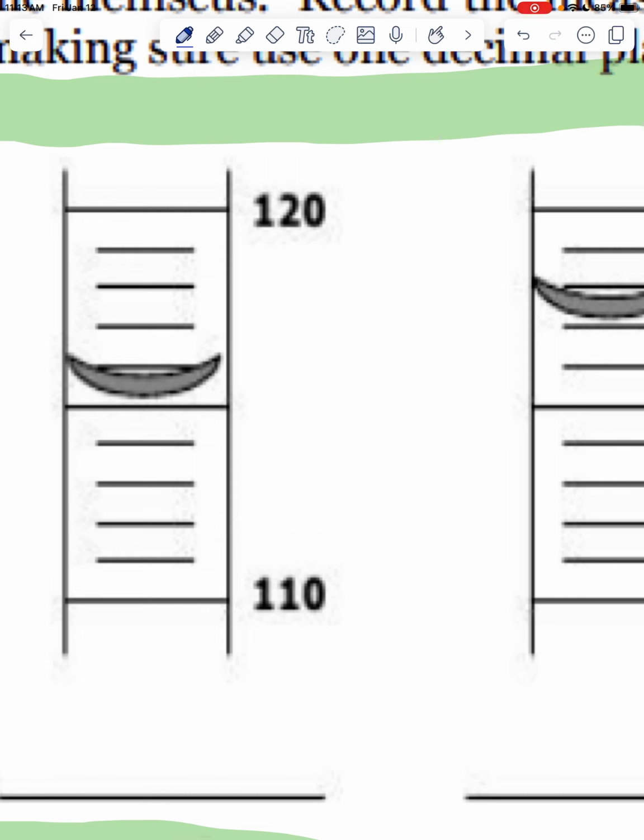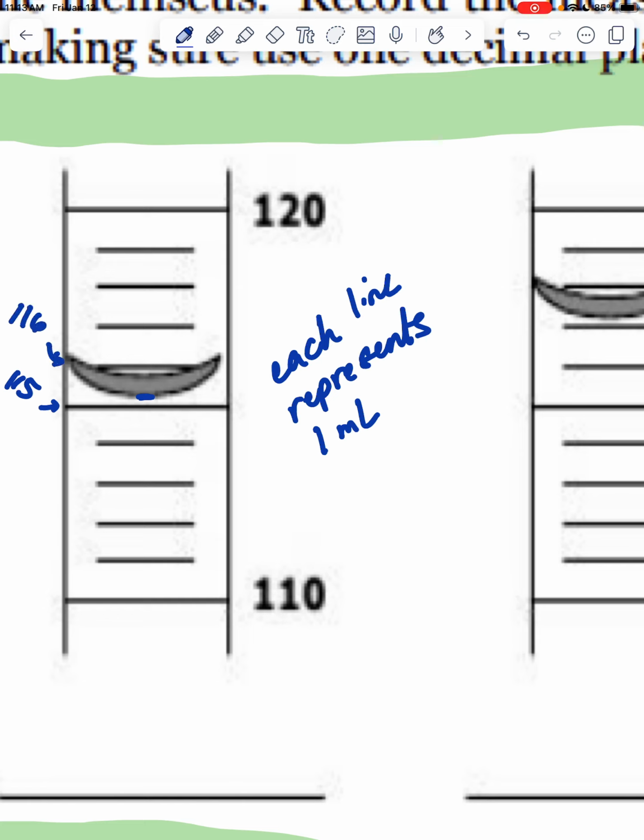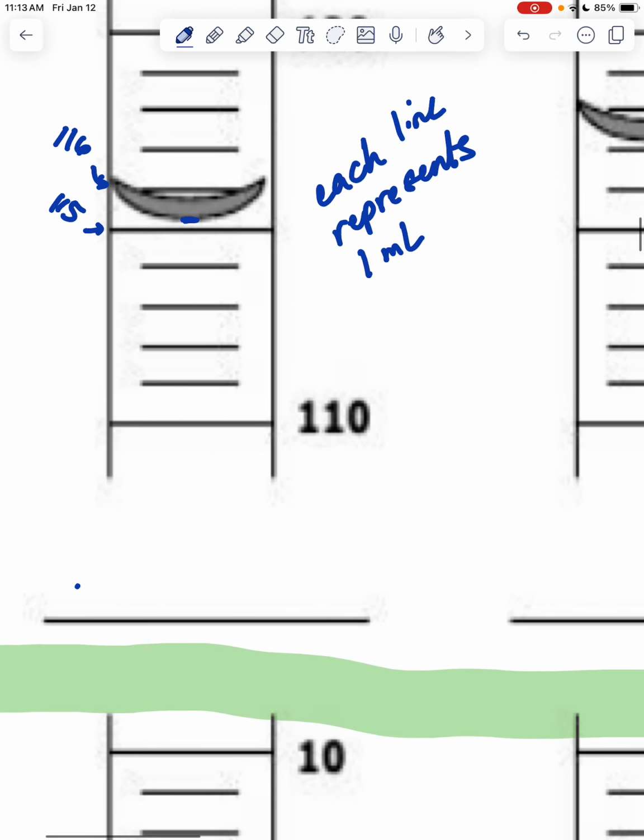Make sure that you know what the increments are, right? Each line represents 1 whole milliliter based on the numbers that I can see there, 110, 120. So I'm reading at this point right here. I have to figure out where that is between. And that is between this line, which is represented by 115 milliliters, and this line, which is 116. Now, it's not quite at 116, so we say, okay, I know it's for sure 115, and remember, that last digit is an estimate.